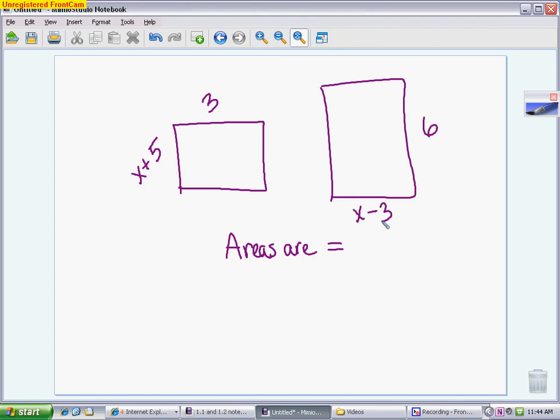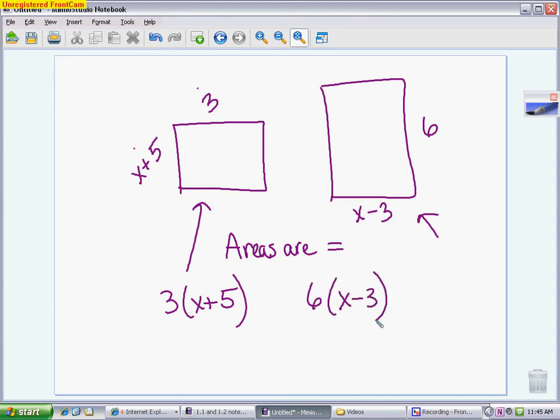Since we know the areas are equal, first we're going to find the areas, which is length times width, so it's going to be this one times this one. So 3 times x plus 5. That gives me the area of this first rectangle. This rectangle over here, the area would be length times width, 6 times x minus 3. And since we're told they're equal, we're going to put an equal sign between them. We know that when you take length times width of each one, you get the same thing.